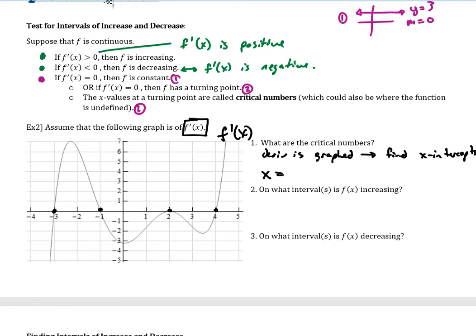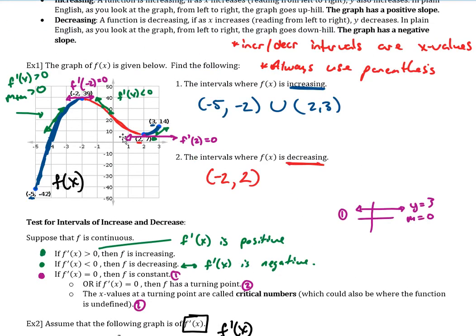So anything that touches the x-axis. So at x equals -3, -1, 2, and 4. There they are. So those are the critical numbers. Okay, again, notice the difference. So if this was our derivative that was graphed, I wanted those x-intercepts. On this one, if they ask what are the critical numbers, I'm going to put it right here.